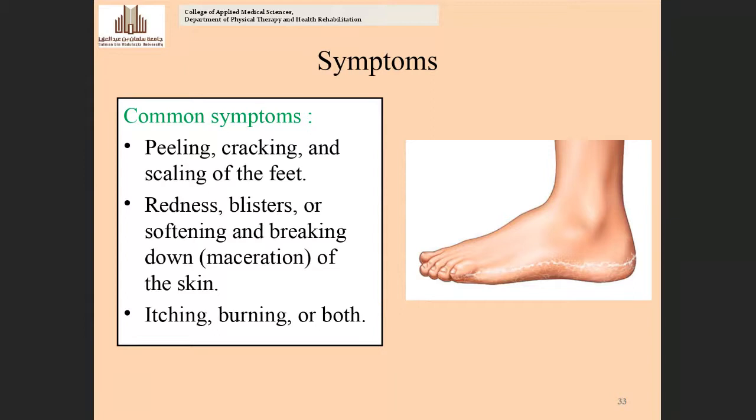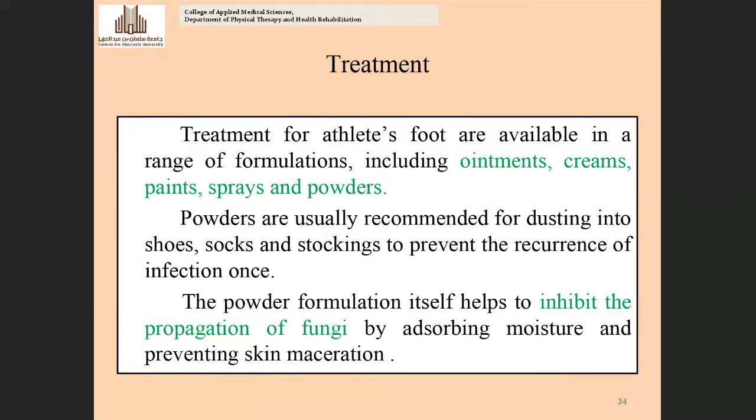The common symptoms are peeling of the skin, and you can see cracks in the skin and scaling of the feet. You can also find redness, blisters, or a softening and breaking down of the skin. The person shows itching or burning or both. So the person feels continuous itching of the particular region.